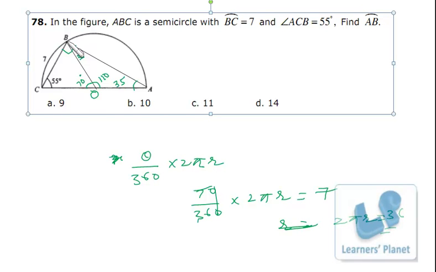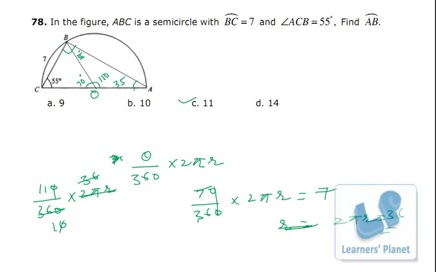Now we have to find out the length of arc AB. That will be 110 by 360 into 2 pi r, right? The center angle is 110 out of total 360 into 2 pi r. So 2 pi r is 36. So it is 36, 10, so it's 11, right? So arc length AB is 11. Very interesting problem, very conceptual problem.